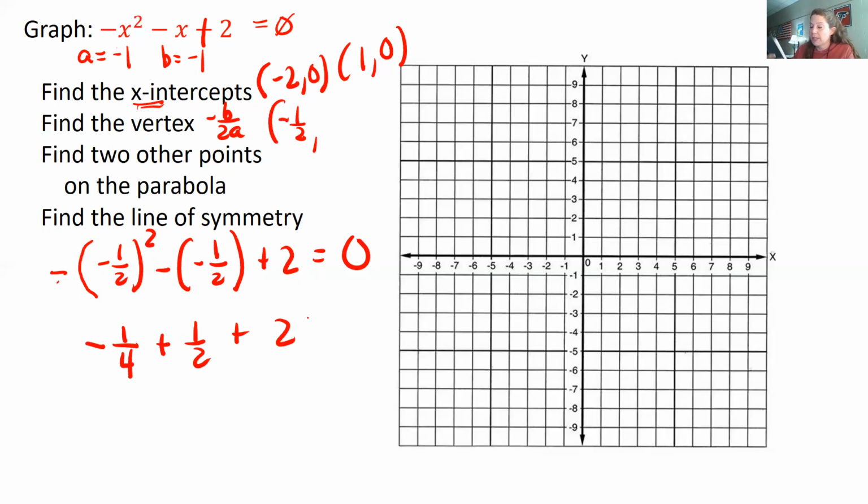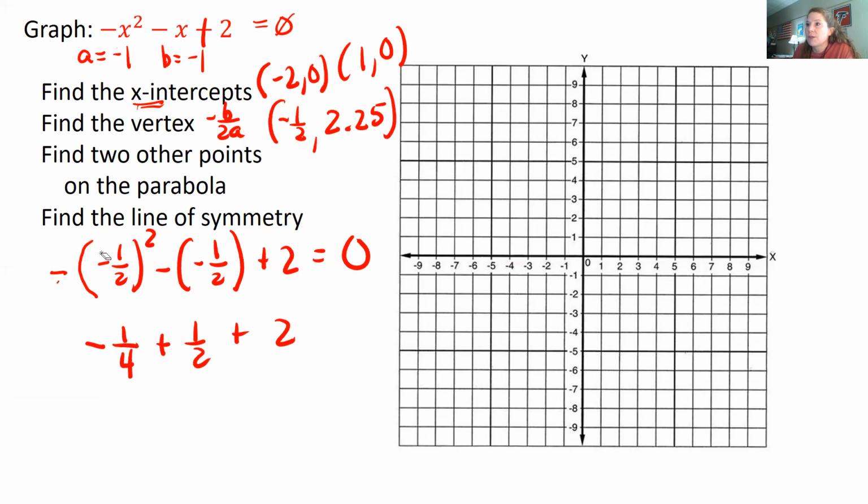So I'm just going to use my calculator. I'm going to convert that in my head. So we have -0.25 plus 0.5 plus 2. And I got 2.25. I didn't know these were going to be decimals, but here we are. It's fine. We'll figure it out.